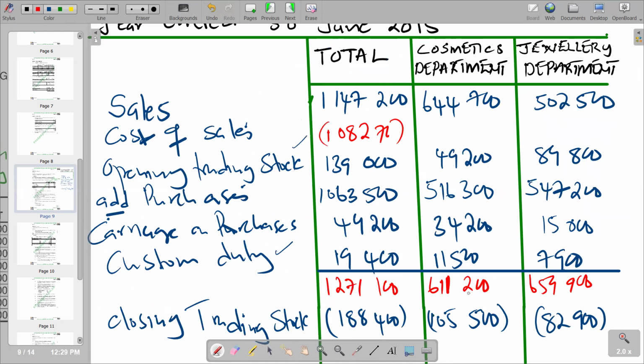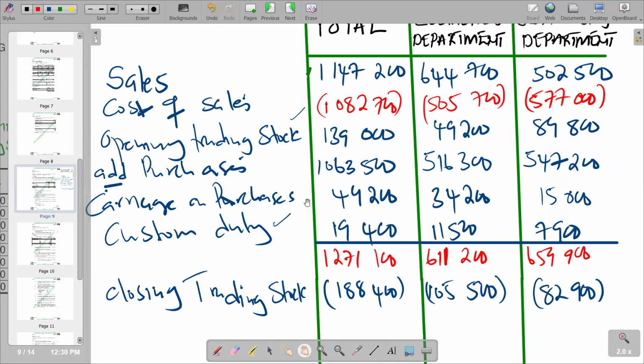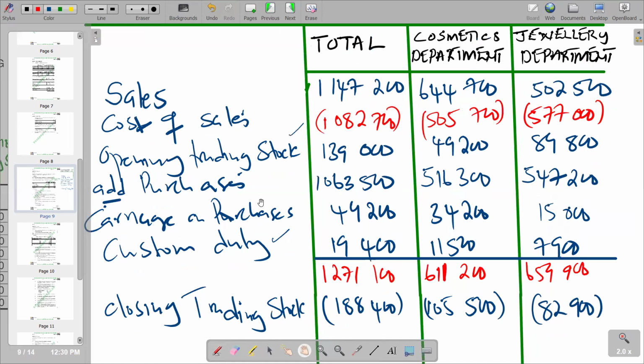And we are subtracting it again. Here we subtract 611,200 minus 105,500 and you get 505,700, which is your cost of sales. And you subtract it here, 659,900 minus 82,900, you get your 577,000. Subtract it again. And after doing that, you subtract sales minus cost of sales, and you get your gross profit or loss.